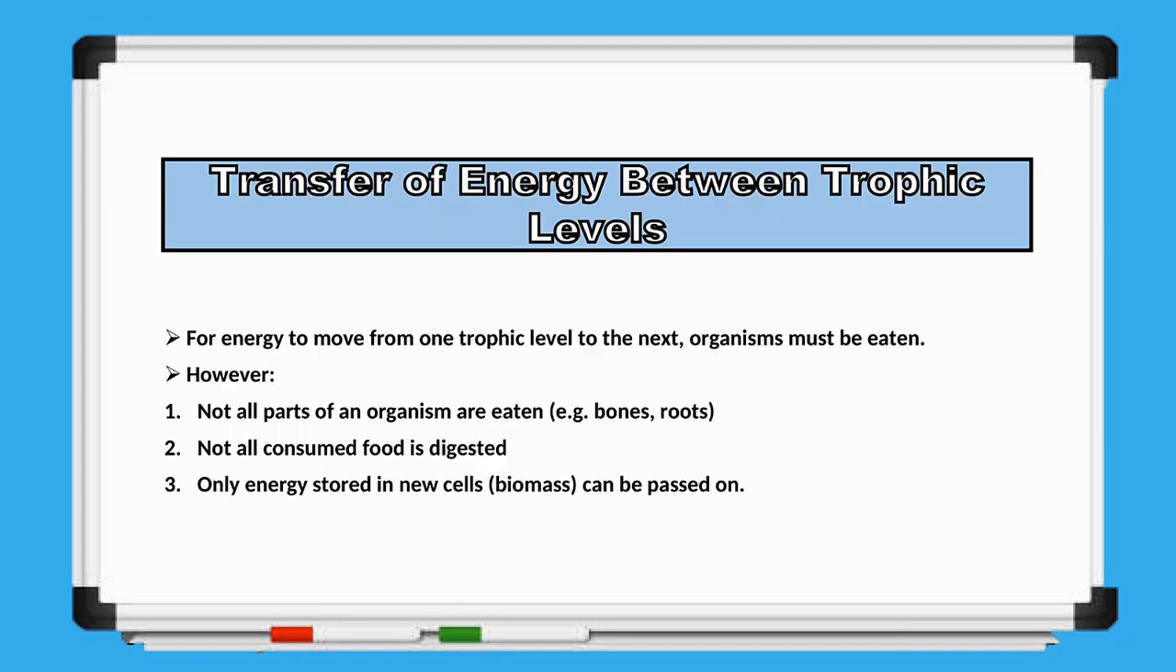For energy to pass from one trophic level to the next, one organism must consume another. However, not all of the energy stored in an organism is transferred. Some parts of the organism, such as bones, roots, feathers, or shells, may not be eaten. Even the food that is eaten is not completely digested, and only the energy stored in newly formed body tissues, known as biomass, can be transferred to the next trophic level.